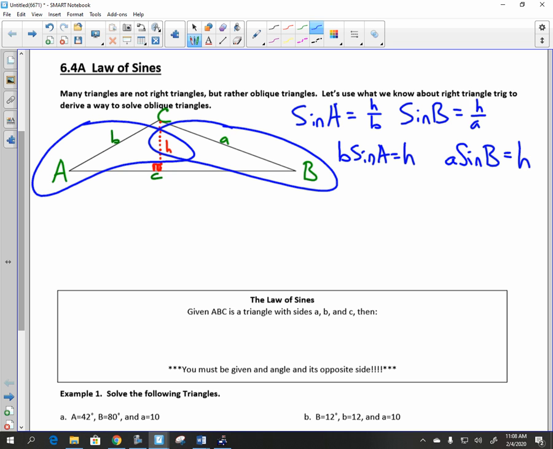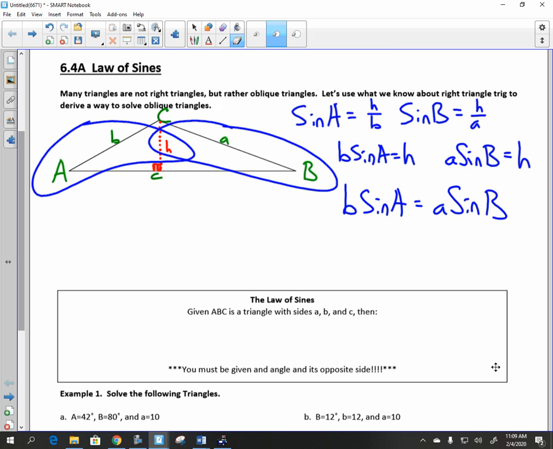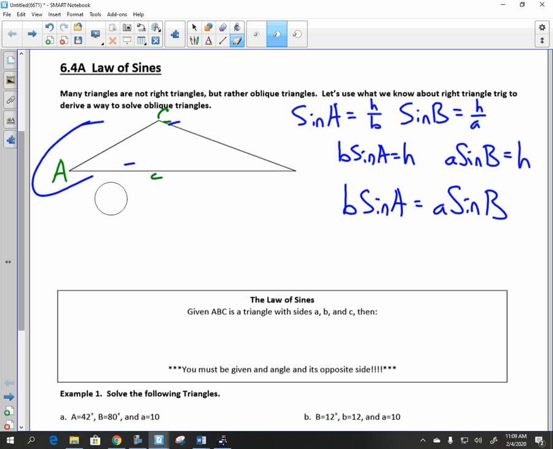Cool. I've set them both equal to H. If they're both equal to H, then they're equal to each other. And so we have B times the sine of A is equal to A times the sine of B. So my goal was to get rid of the H altogether. And have I succeeded in doing that? Yeah, and not only that, but I now have some type of formula that involves absolutely nothing to do with the height, and instead it involves these sides and these angles and their opposite sides.